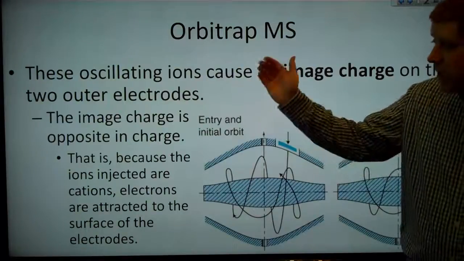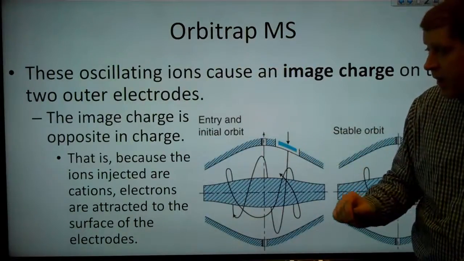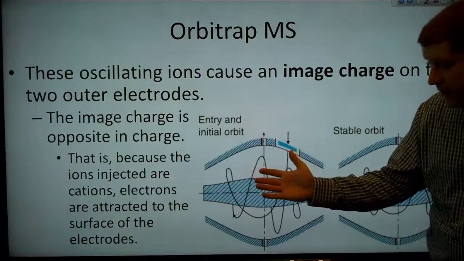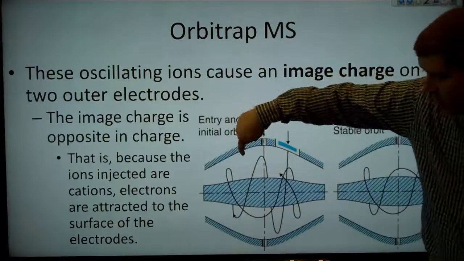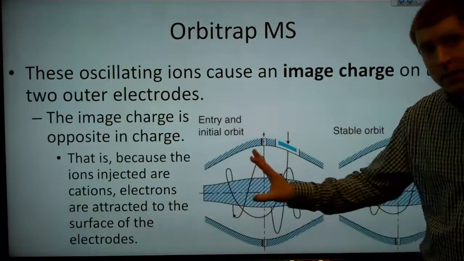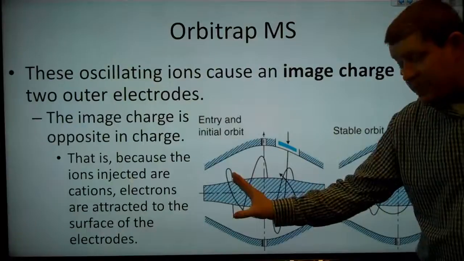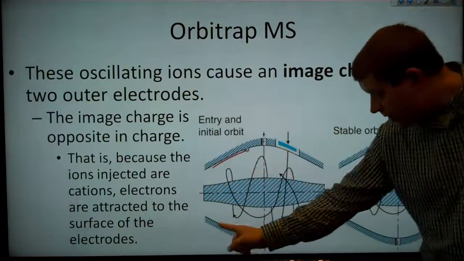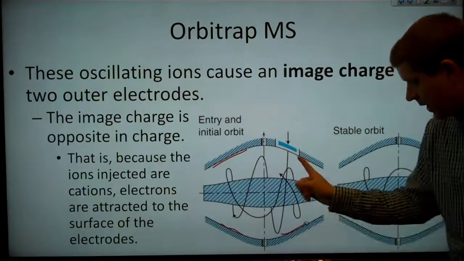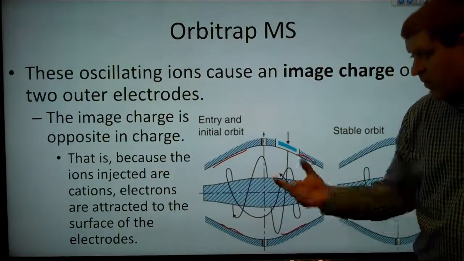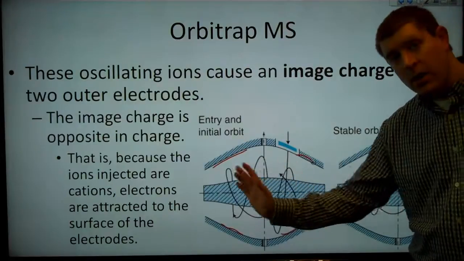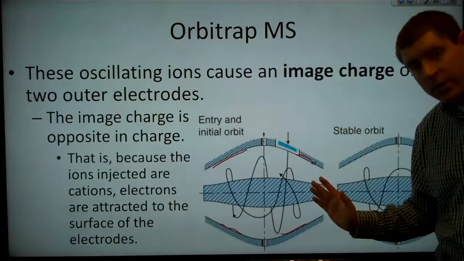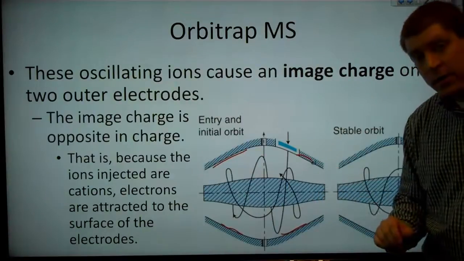So the image charge is opposite in charge. That is, because the ions injected are cations, the electrons are attracted to the surfaces of our electrodes. So we've got cations oscillating back and forth in their orbits from the left half to the right. And on the surfaces of those electrodes, here for the left half and there for the right half, we've got electrons that are attracted when the ions are closer to that half, and then attracted to the surface of the other electrode when the ions are on the other side.